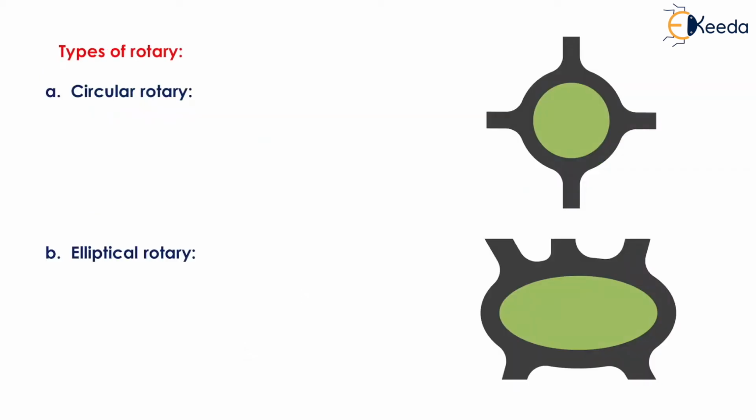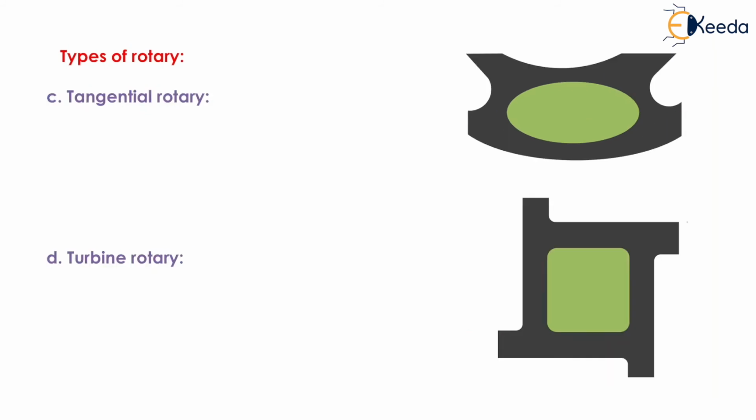Now we have various types of rotary. The first one is the circular rotary, which is shown here, in which one path will be just like this, another path just like this, and another path just like this, and here is the central island. Similarly, the elliptical rotary will be just like this, the tangential rotary will be just like this, and the turbine rotary will be just like this.